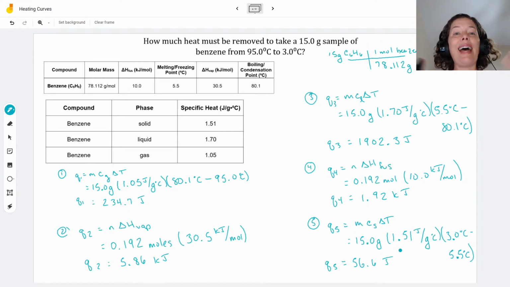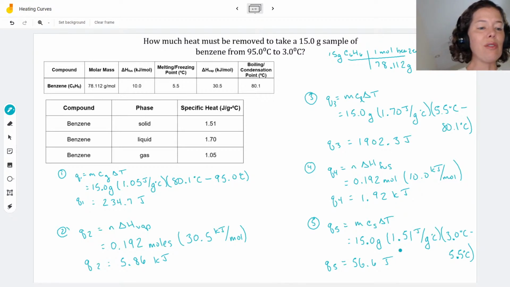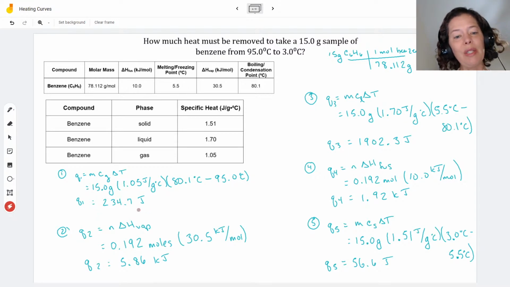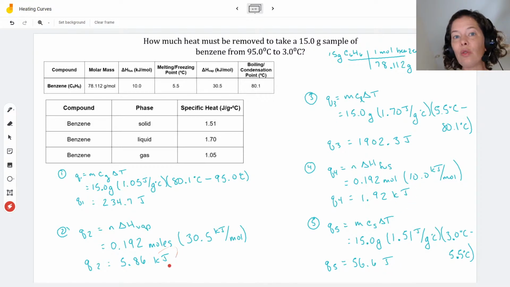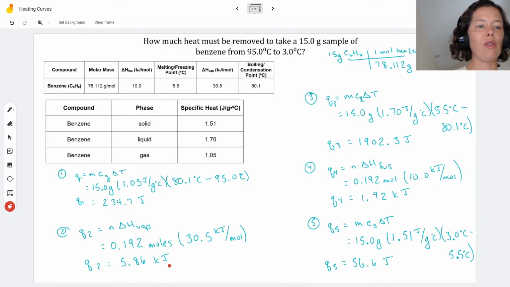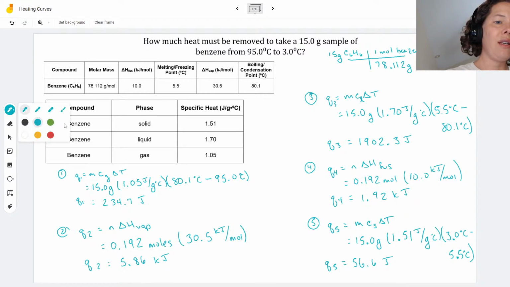So now, again, just like with the previous problem, I have my heats for all 5 of the steps, so I need to add them all together, and that tells me how much heat is going to be removed from this system. Now, when I use Q equals MC delta T, I get these out in joules, but of course my phase changes come out in kilojoules. So again, I'm going to convert into kilojoules because these are larger numbers. Let's go ahead and do that right here.